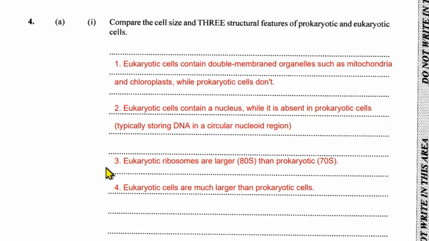3. The size of the ribosomes. Eukaryotic ribosomes are larger, and they are called 80S ribosomes, than prokaryotic, which are 70S ribosomes. The S in this case stands for Svedberg, and think of that as a type of unit that relates to density and how dense materials move through a medium.